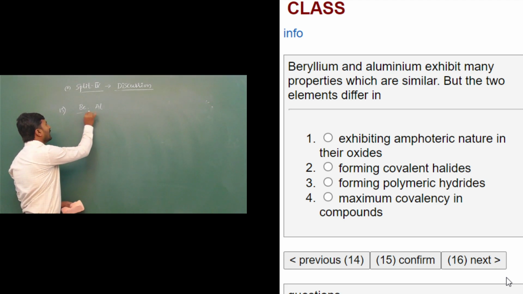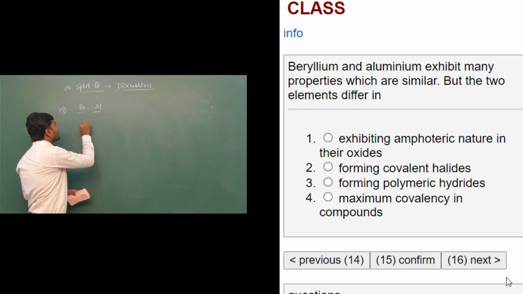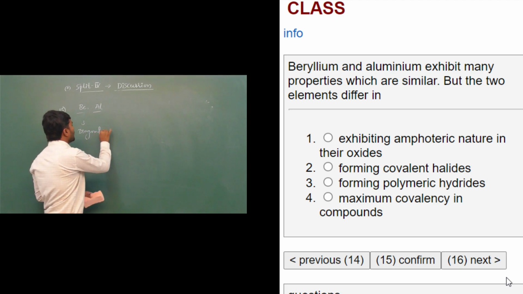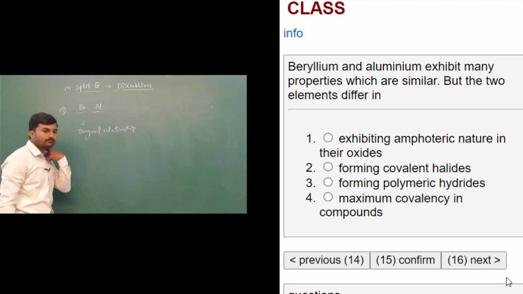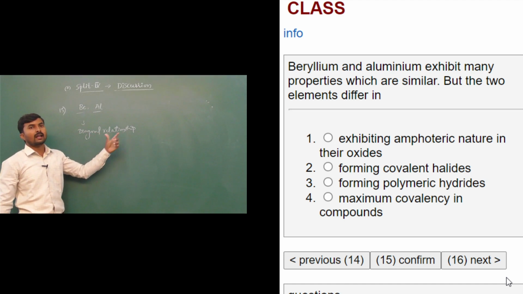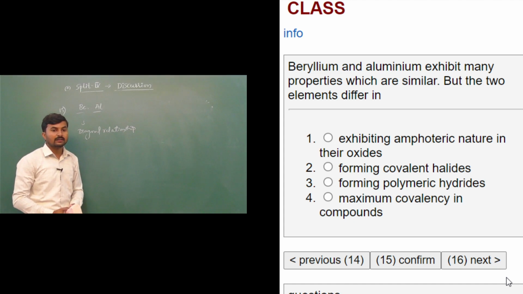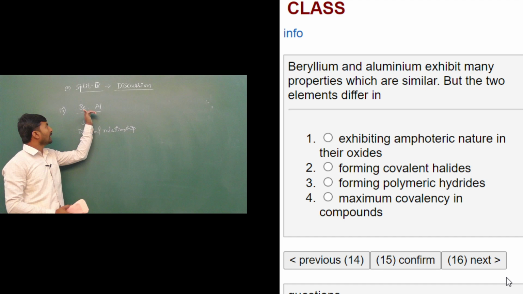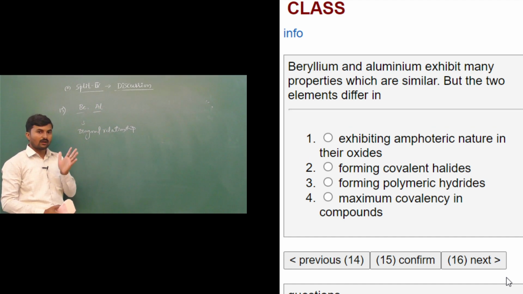Why do beryllium and aluminium show similar properties? That means both are exhibiting a diagonal relationship. Both are diagonal elements which show a property called diagonal relationship. By using this diagonal relationship they can exhibit properties like amphoteric nature in their oxides. That means oxides of beryllium and oxides of aluminium, both are amphoteric in nature. That is the common property.